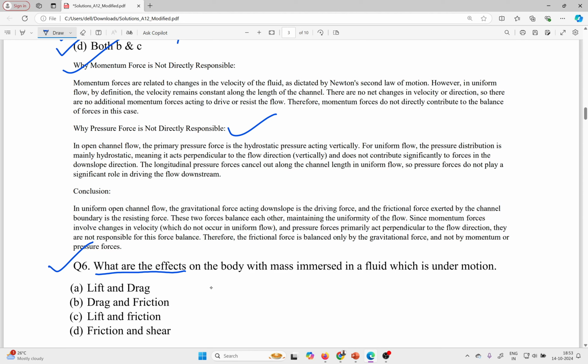Now question number 6. What are the effects on the body with mass immersed in a fluid which is under motion? Lift and drag, drag and friction, lift and friction, friction and shear.